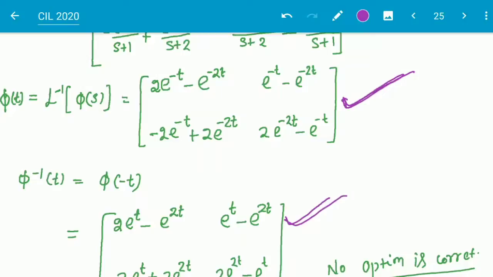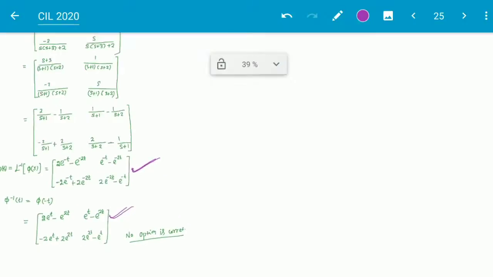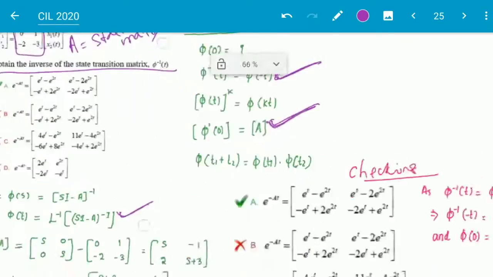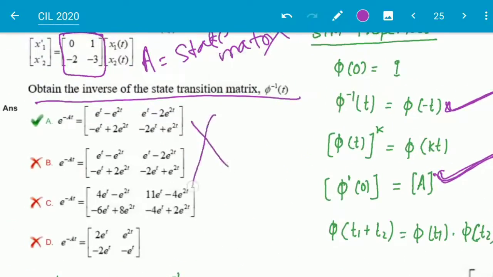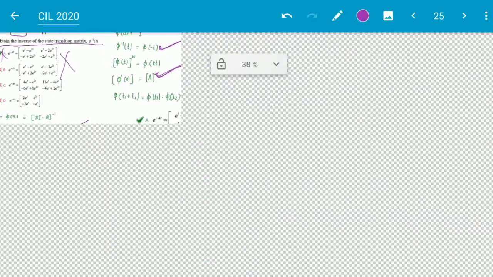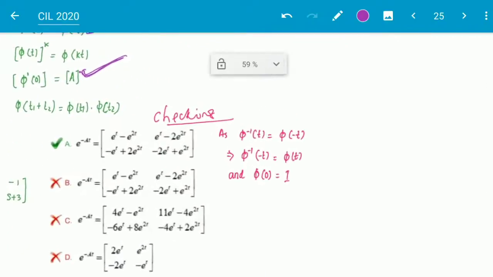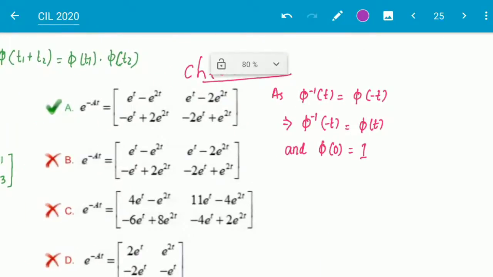If we compare, there is no matching option in the question. Option A, given by Coal India Limited, is the wrong answer. There is no correct option in the answer. And there is another method to check whether one of the options is correct or not. As we know, these are the options.